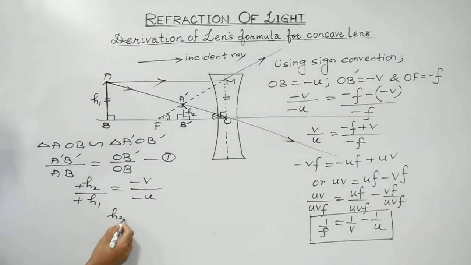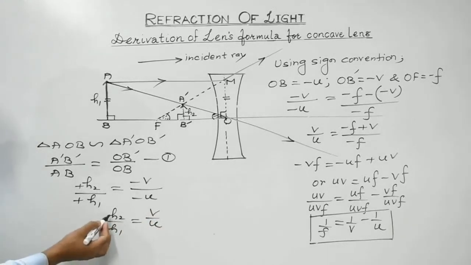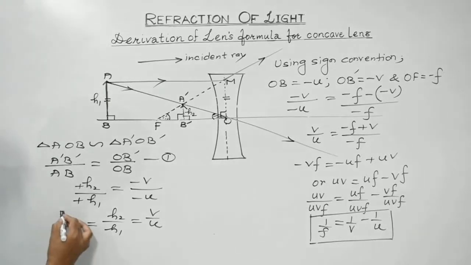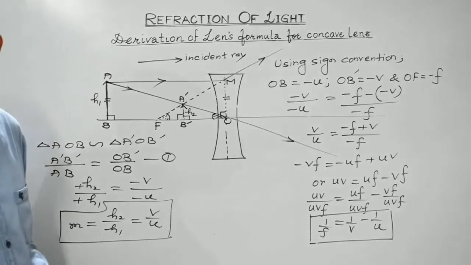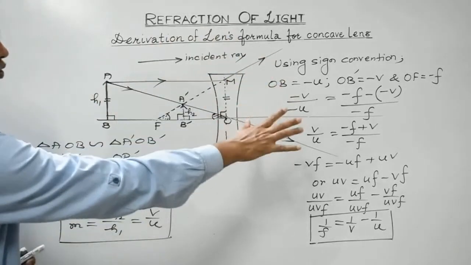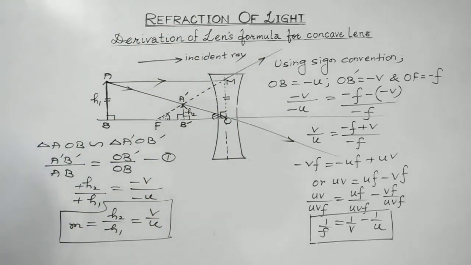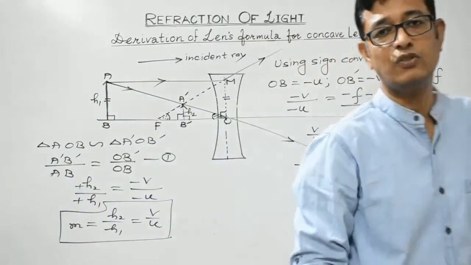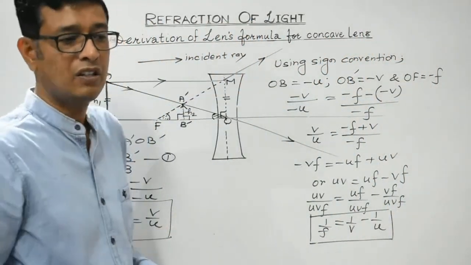So what do you get? h2 by h1 is equal to v by u. And students, you are aware, the ratio of the size of the image to the size of the object is known as linear magnification. So this is the expression for the linear magnification. Clear? So in case of concave lens, we have both mathematically derived the lens formula as well as the expression for the linear magnification.